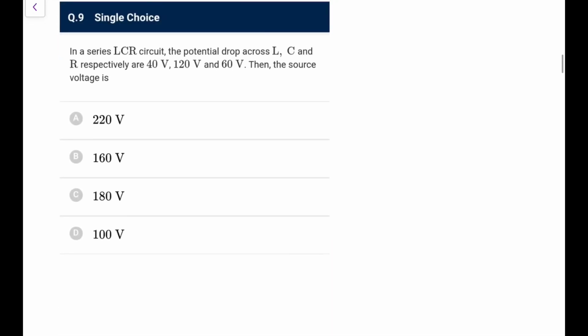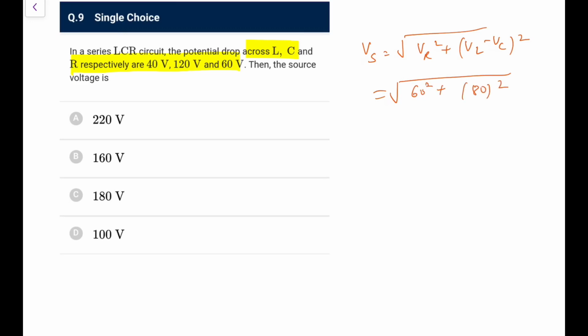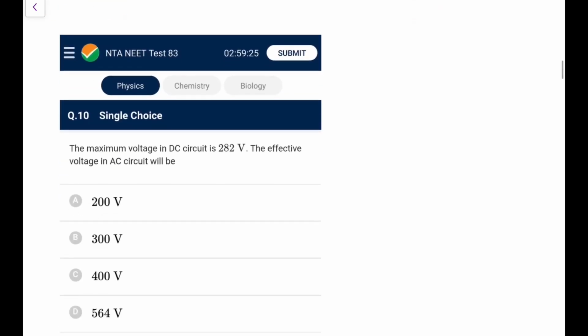Next, in a series LCR circuit, the potential drops across L, C and R are given. Then the source voltage, directly you can say, V source would be equal to the square root of VR squared plus (VL minus VC) whole squared. That is the result that you remember for the RMS value that you would use here. So R is 60 squared, and this difference is 120 minus 40, 80 squared. So it comes out as 100 volts. So option D would be there. Again an easy one for you.